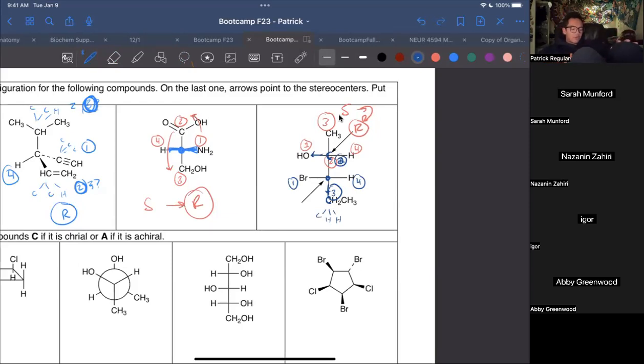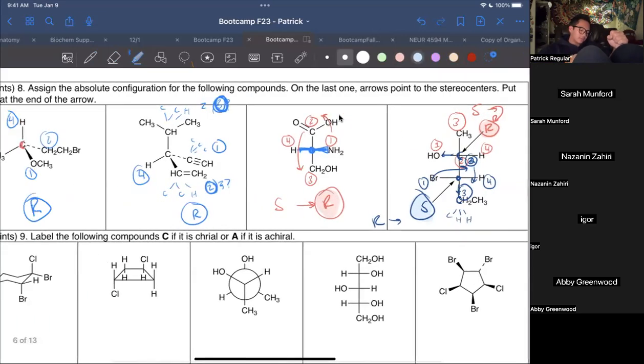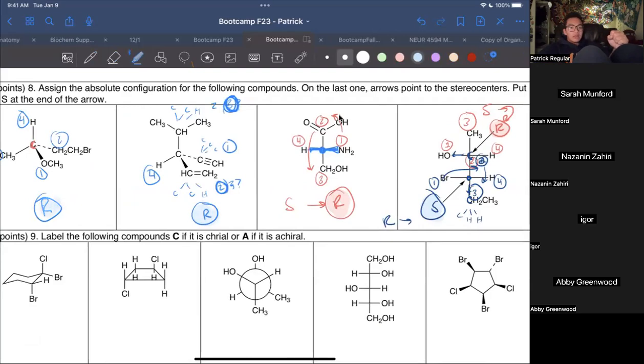If I were to do the counting, 1 to 2 to 3, normally you would think R, but because the H is on a wedge, it would actually be S. That is the actual thing, the reversal. Because again, your 4th priority is definitively on an S.